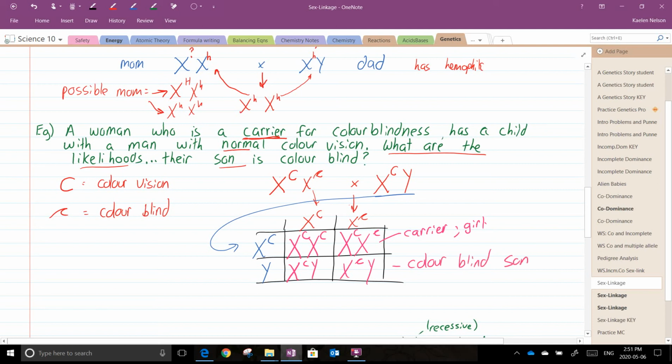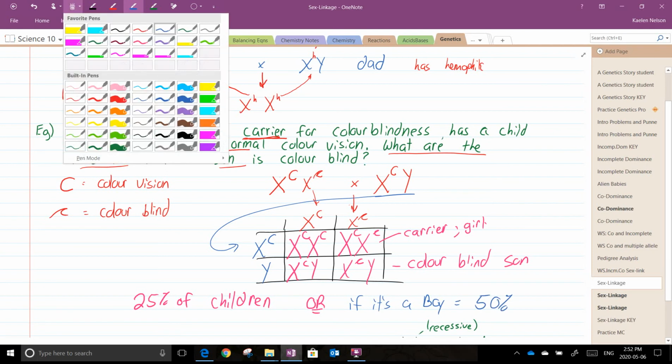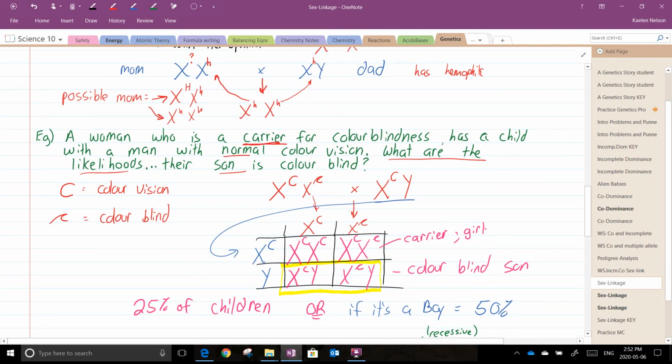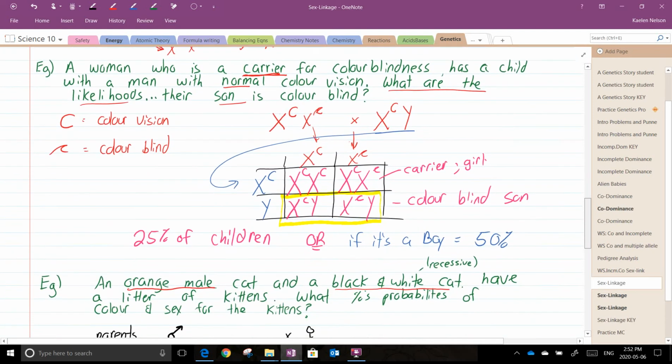So we want to know the likelihood: 25% of their children. Or, these ones are worded differently, if it's a boy, so they already know it's a boy, then that's going to be 50% because there are two choices here for boys. So depending on what the question asks, if it just asks of all children, then it's 25%, and if it asks percent of sons, then it's actually 50%. That's a fairly high percentage.